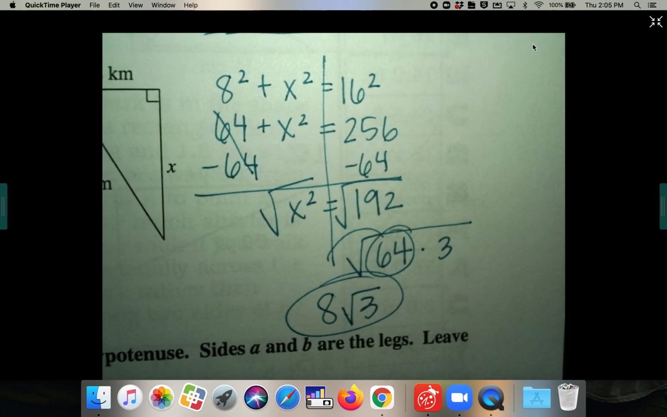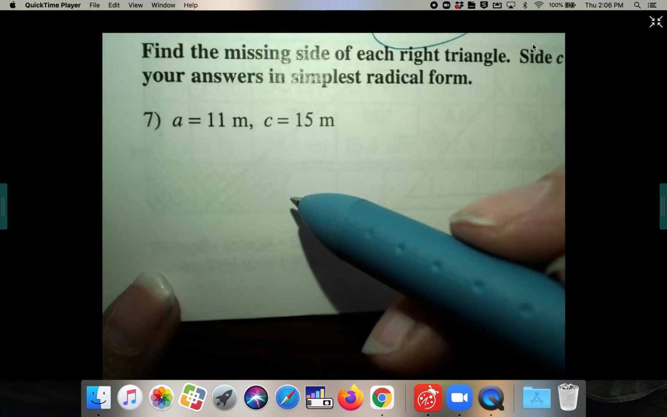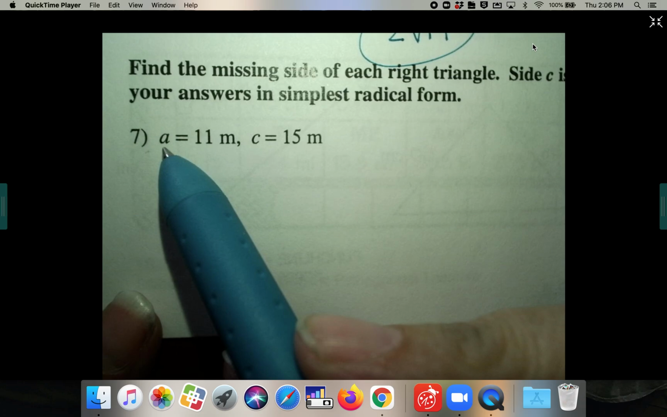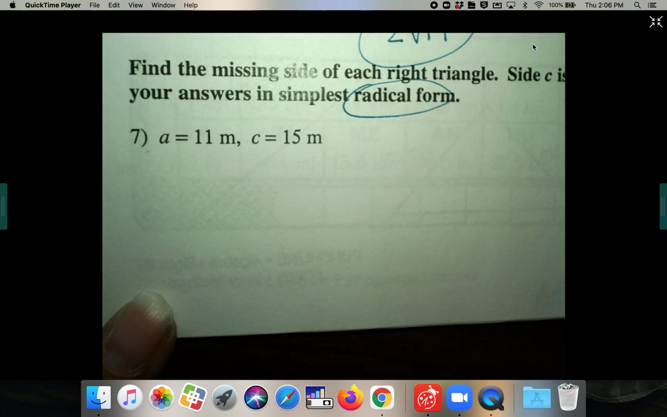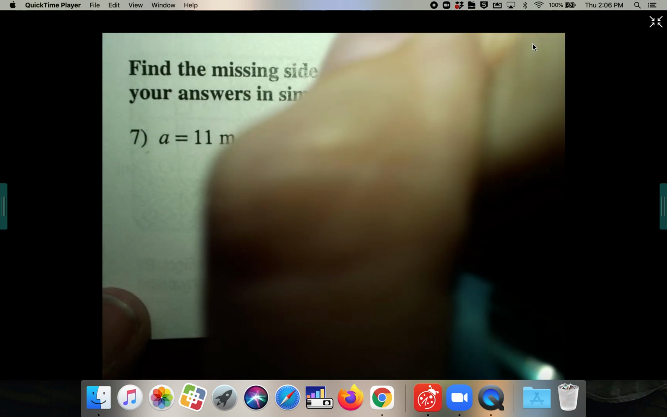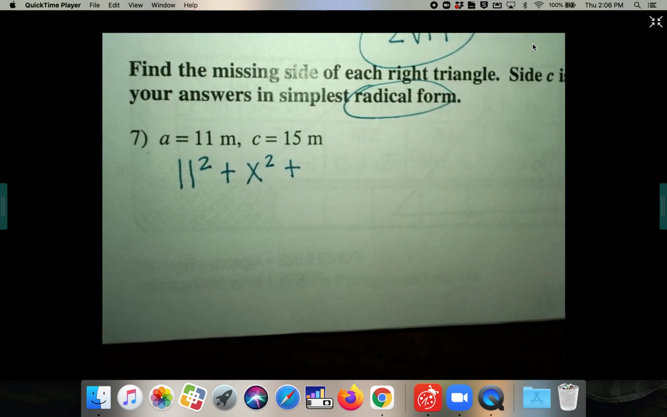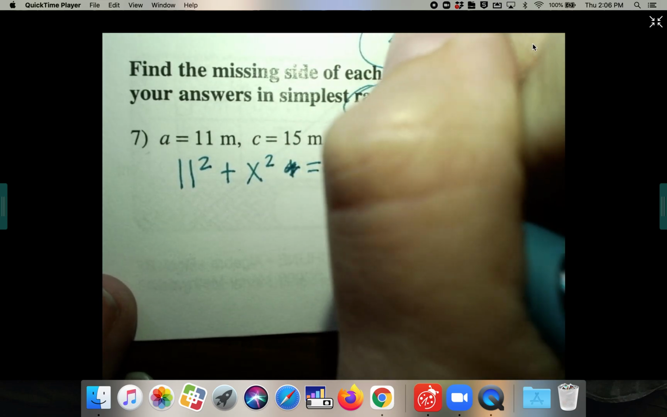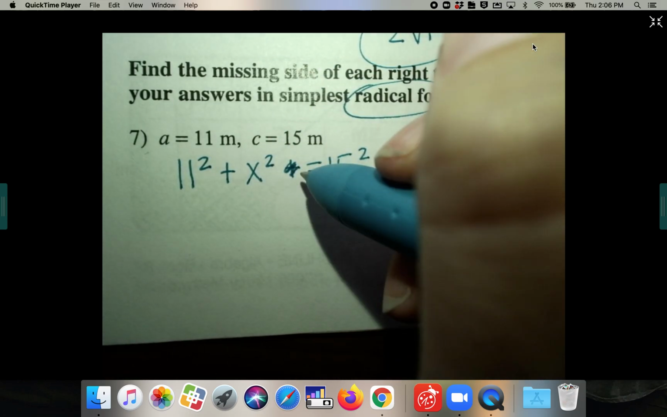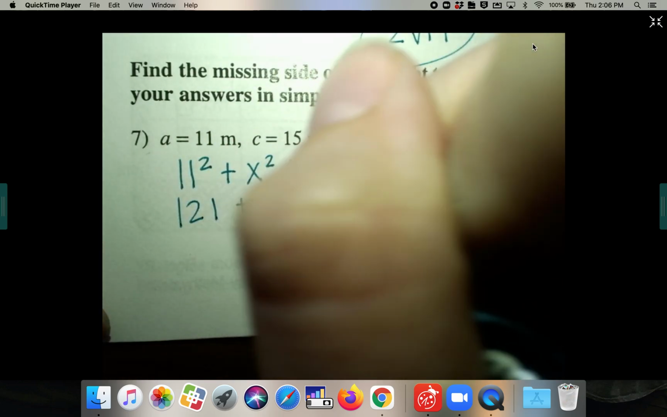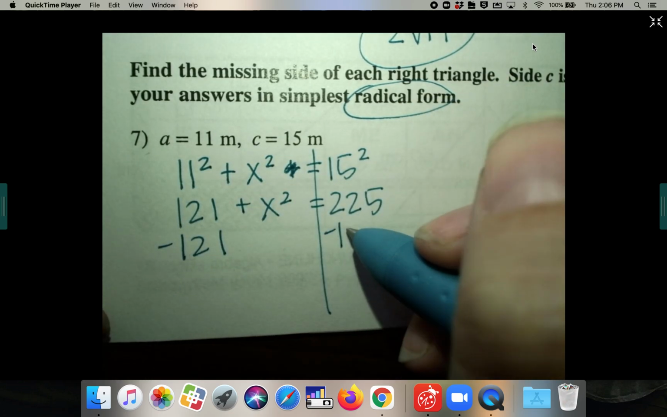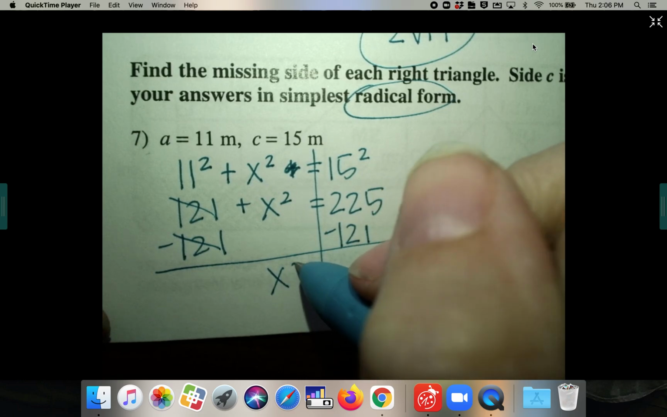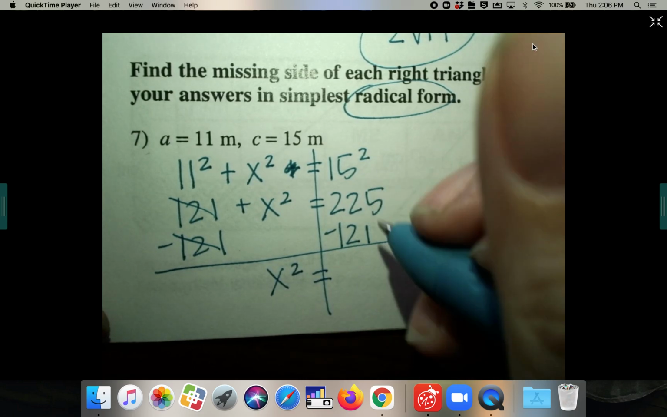All right, let's do 2 more just to make sure you guys got this. So basically we're given the A, which is one of the legs, and the C, which is the hypotenuse. And they want us to once again keep our answer in simplest radical form. So it is going to be 11 squared plus b squared equals 15 squared. So let's just solve this. That's 121. 15 squared, I think, is 225. Subtract 121 from both sides. X squared equals, what is that, 104?